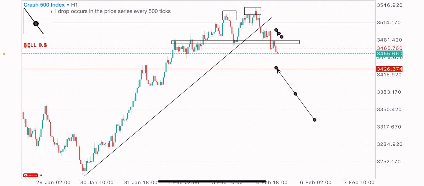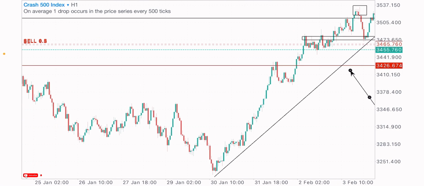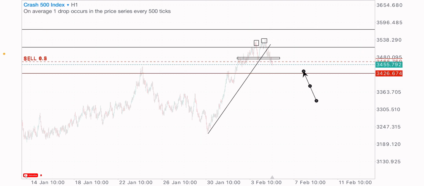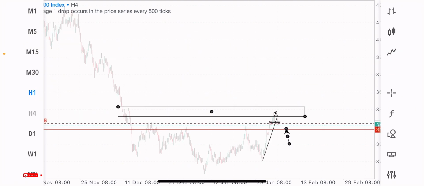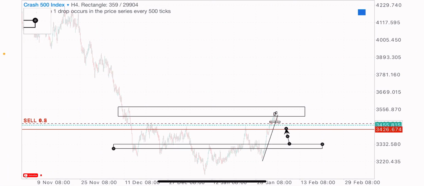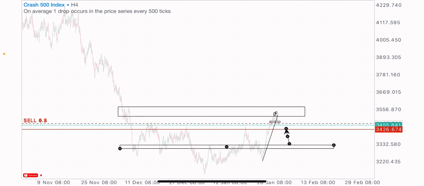I'm expecting this index to sell more in the coming hours and days, possibly at least to this red line, which is our general TP level. And if price can break below this red line, we could see more sells at least to this point, this zone. Basically, we could see more sells at least to this point on Crash 500 index.